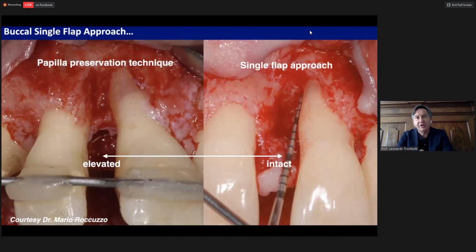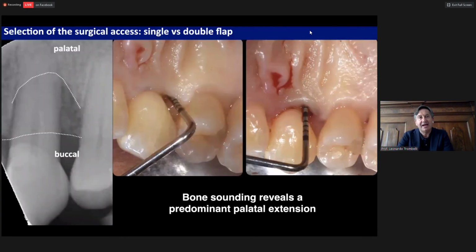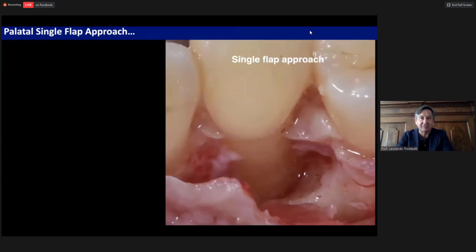Of course, if we are dealing with a lesion that mainly extends on the palatal aspect, particularly if this lesion is located in an aesthetic sensitive area, and we detect the extension of the lesion by matching the information coming from the two radiographs and the bone sounding, the best way to do, as you will see in this case, is to approach the lesion with the palatal single flap approach.